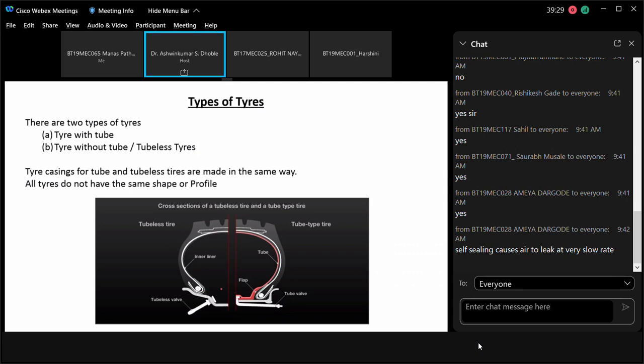So fitting of the tire with tube on the tubeless wheel rim is possible, but the other way around you have to be very cautious, because there can be leakage of the air through the side wall.